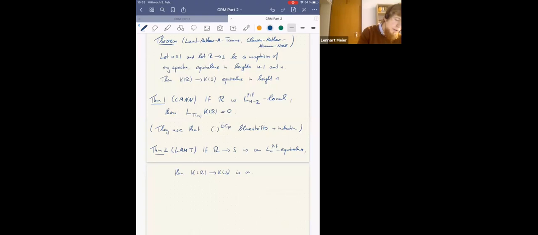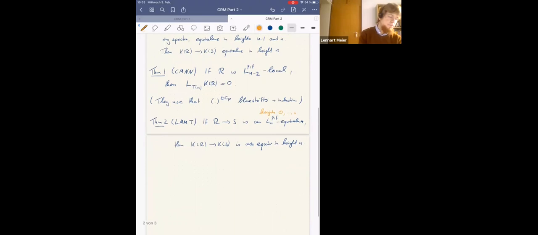So before, in our main theorem, we only needed equivalence in heights n minus 1 and n. And here we need heights 0 up to n. Well, actually, we can weaken this also to 1 up to n. But yeah, we need a better input.